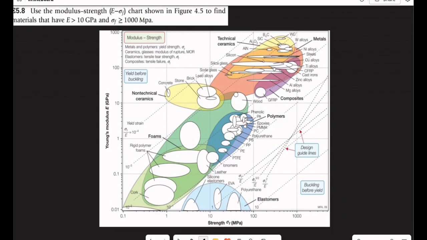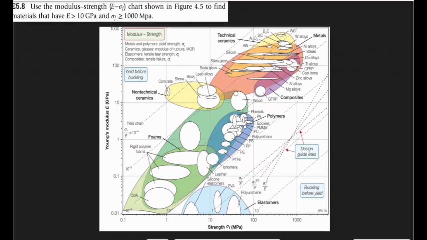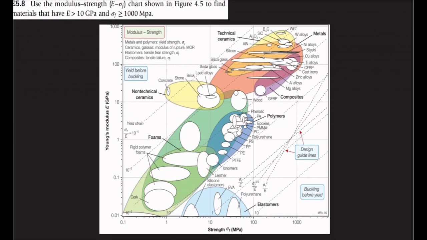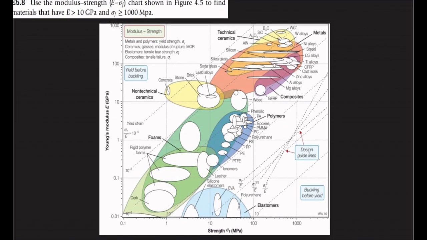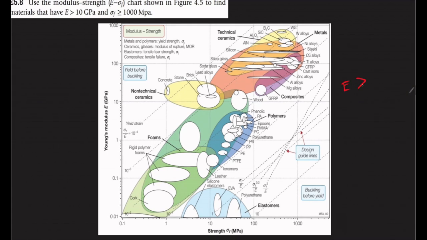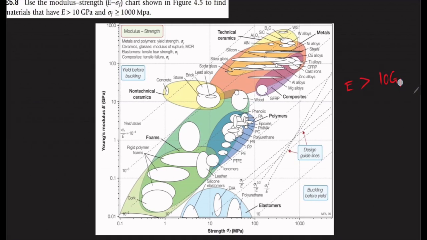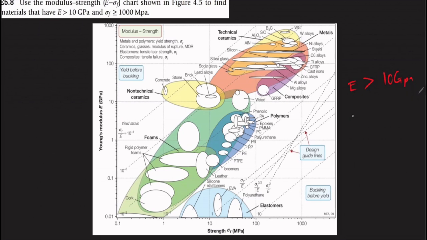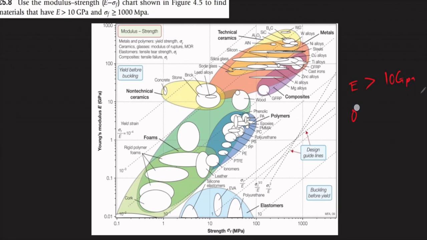For this question, take a second to pause and look at the question. Here we are told to find materials with Young's modulus greater than 10 gigapascals, so E should be greater than 10 gigapascals. And we are also looking for materials with higher fracture strength, greater than or equal to 1000 MPa. So all we have to do is take our ruler and find those points.